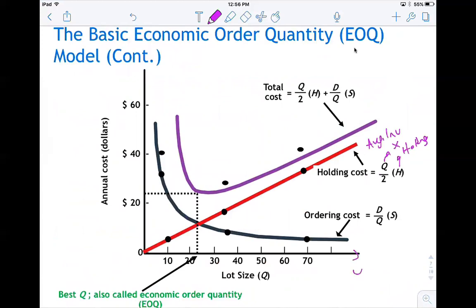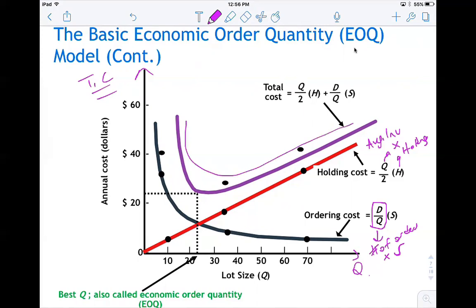And here, this graph is in terms of Q on the x-axis and total cost on the y-axis. My ordering cost goes down because D divided by Q, where D is my annual demand, divided by the lot size, gives me the number of orders that I make in a year or in a planning horizon, times S. S is the ordering cost. Any time I place an order, I pay S dollars to initiate it. That should represent my ordering cost. And the purple line is just the addition of this red line and this black line, and that represents my total cost.